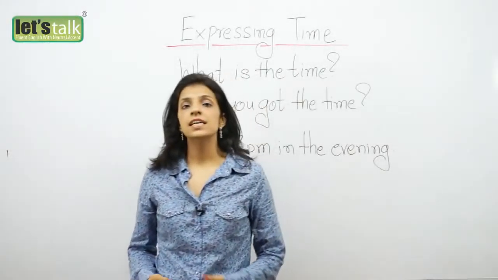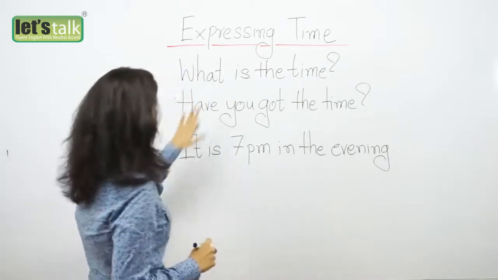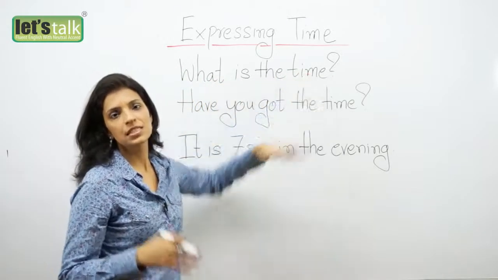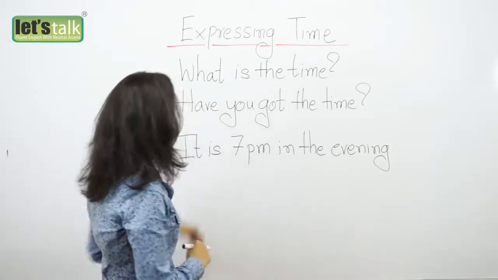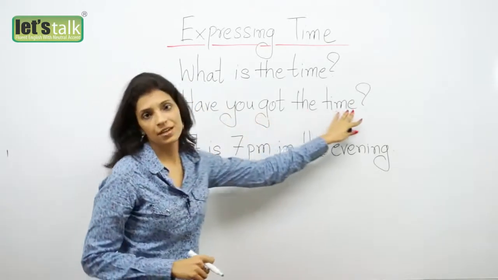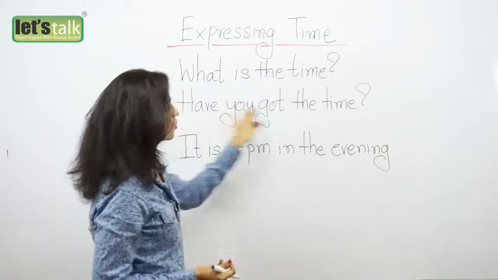So now we're going to see how do you ask people time and how do you tell people the time. Okay. So the first one is, what is the time? This is the simplest and the most common way of asking what is the time. Or you may ask, have you got the time? That means it's the same thing. It's like, do you know what the time is? So have you got the time?